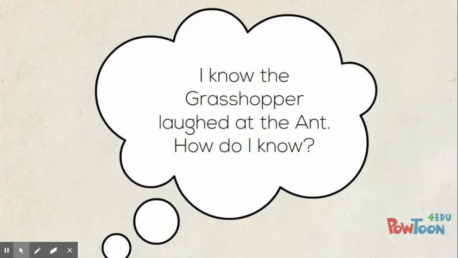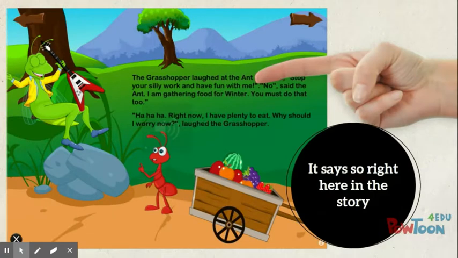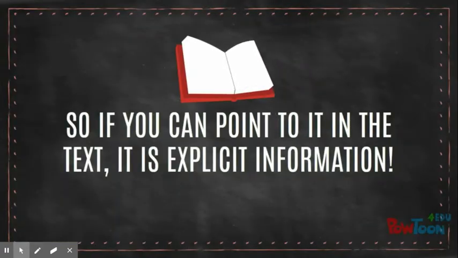Based on the explicit text, I know that the grasshopper laughed at the ant. How do I know that he laughed at the ant? Well, it says so right here in the story. The grasshopper laughed at the ant. That makes this explicit information from the story. So basically, if you can point to it in the text, it's explicit information.